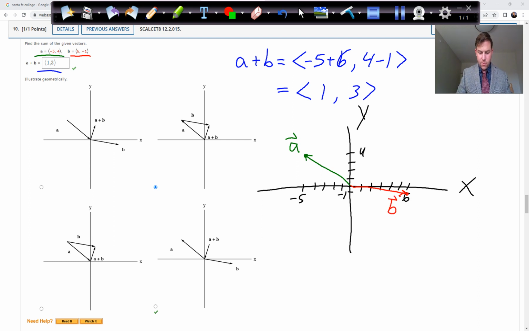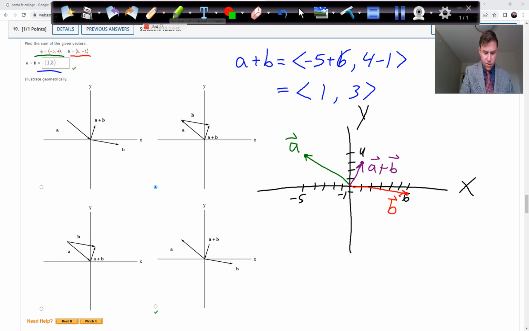And then the resultant of adding those two up, what we can do is we can put the tail of B onto the tip of A, and actually let me write the resultant in first. So we know A plus B is 1, 3. So that's A plus B.